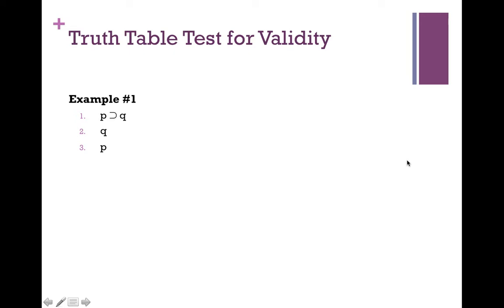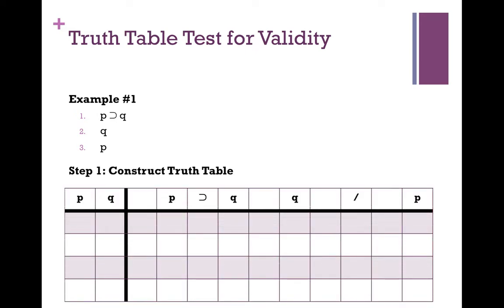Now, this is an argument you're familiar with. You should already know this is a fallacy, the fallacy of affirming the consequent. Here's how we're going to use the truth tables to test validity. The very first thing is we're going to construct our truth table. That's step 1, and here's what it's going to look like.